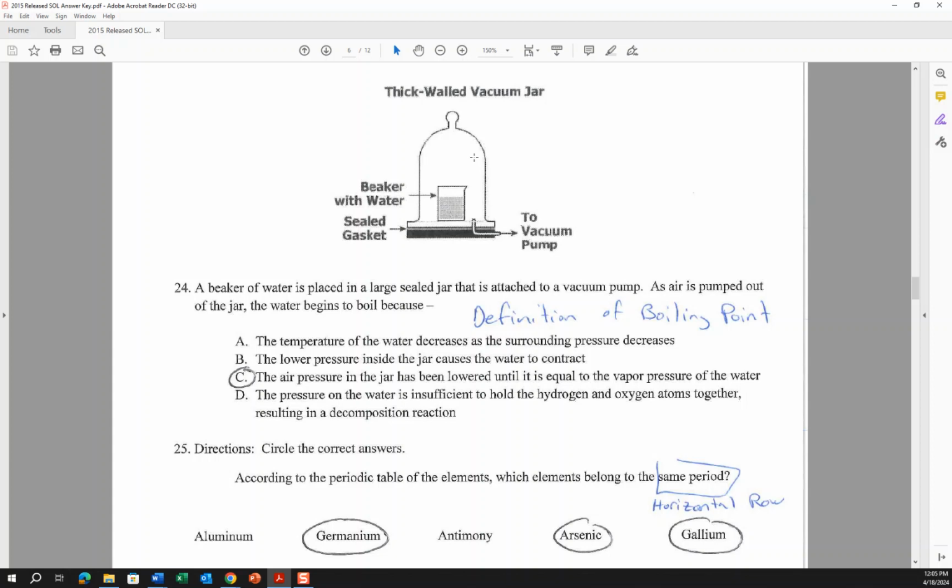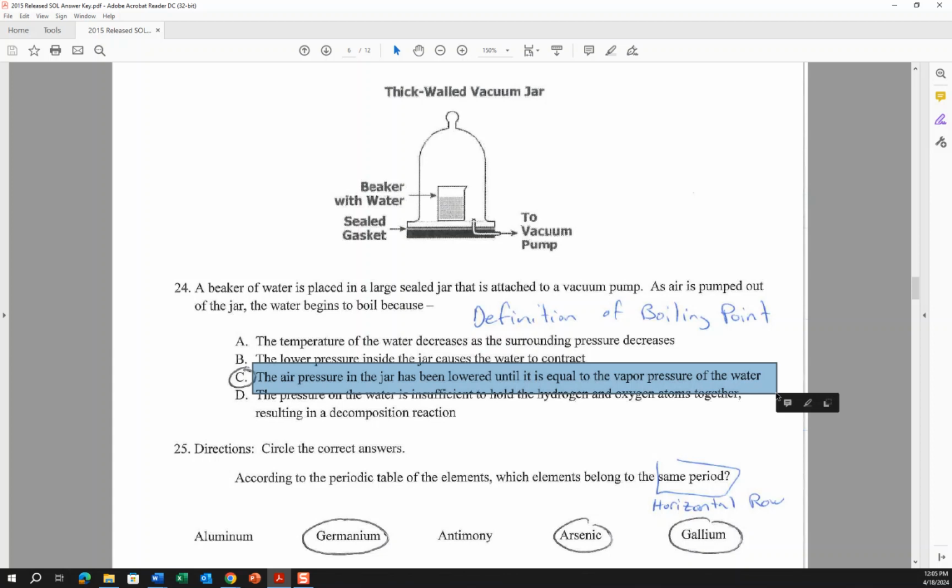So this one's just asking you to understand the definition of the boiling point. The boiling point is where the vapor pressure equals the external pressure. So you can either heat up a liquid to make its vapor pressure equal to 1 atmosphere, which is normal atmospheric pressure, and that's the way we normally get things to boil, or we could lower the pressure above the liquid so that its current vapor pressure is equal to the pressure above it, and then it would start to boil at a lower temperature.